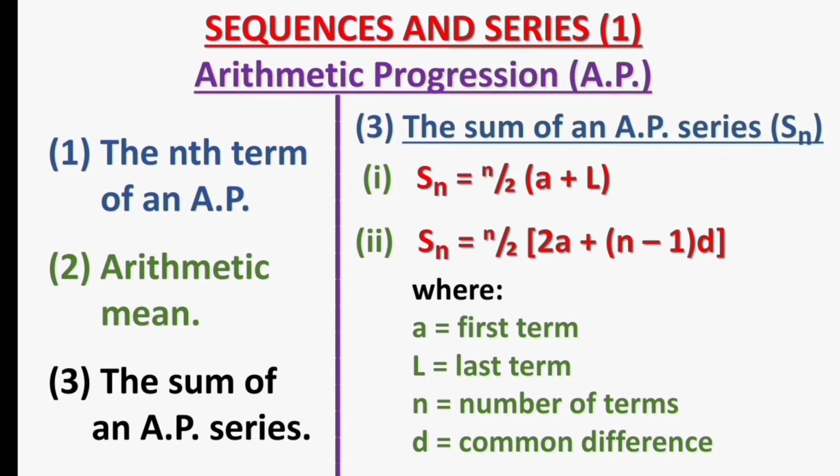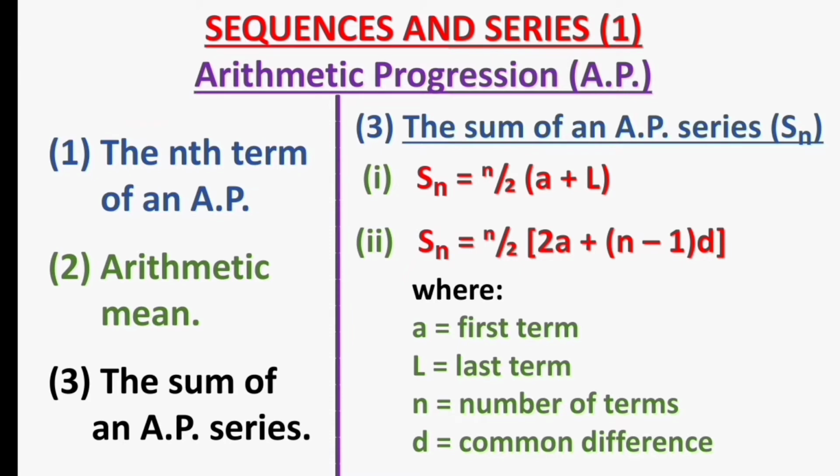Formula number 3. The sum of an arithmetic progression, AP series, S subscript n. Here we have 2 formulas for the sum of an AP series. The first formula is S subscript n is equal to n over 2 times (A plus L). The second formula is S subscript n is equal to n over 2 times (2A plus (n minus 1) times D).